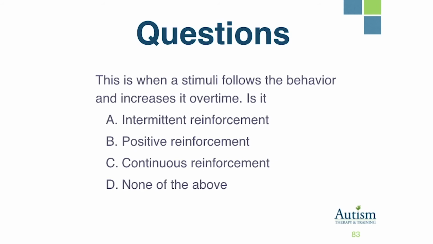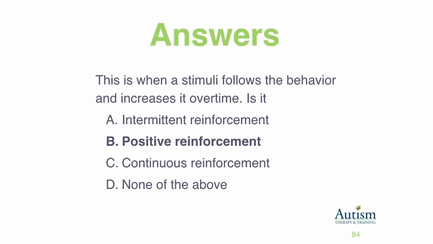This is when a stimulus follows the behavior and increases it over time. Is it A, intermittent reinforcement, B, positive reinforcement, C, continuous reinforcement, or D, none of the above? And the correct response is B, positive reinforcement.